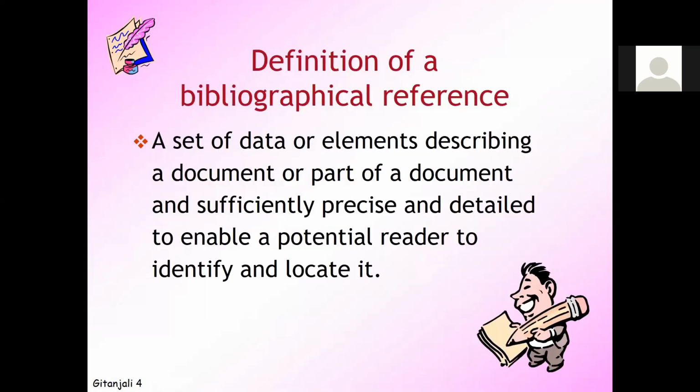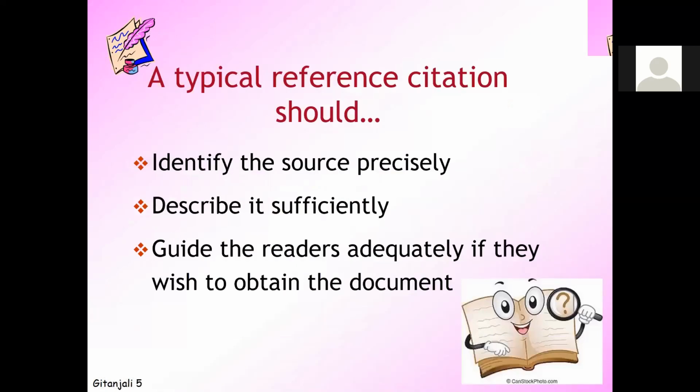So what is a bibliographical reference? What do we mean when we say this is a reference? A reference is a set of data or elements which describe a document or part of a document and is sufficiently precise and detailed to enable a potential reader to identify and locate it. So what you write as a reference is nothing but a set of data or elements, and this describes the document so that somebody else who wants to read it can locate it. That is the definition of a bibliographical reference.